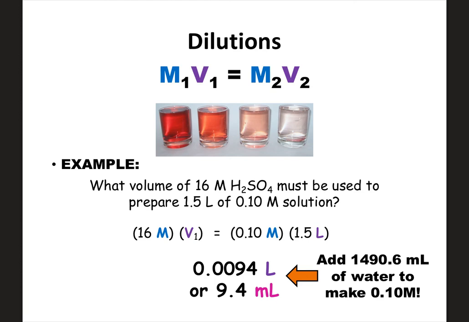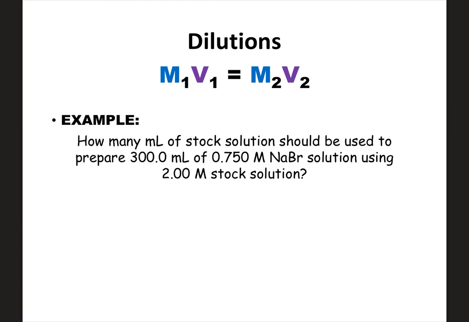We can try an example here of one of these dilution problems. It says how many milliliters of stock solution should be used to prepare 300 milliliters of 0.750 molar NaBr solution using 2.00 molar stock solution. I can see in this problem I have multiple molarities. I'm given a volume and asked to find a volume. They're talking about stock solution. These are dead giveaways that this is a dilution problem.